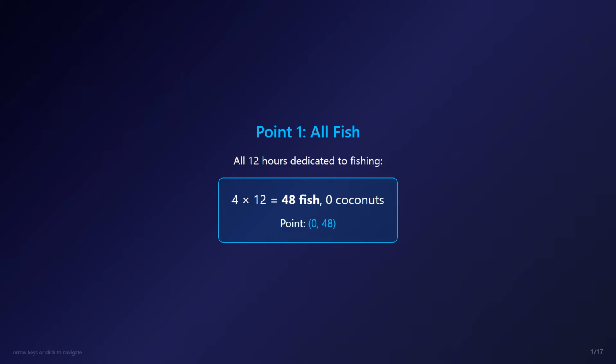Now, let's find some intermediate points. If Moshe dedicates half the time, 6 hours, to fishing, he catches 24 fish. And he spends the remaining 6 hours on coconuts, 6 times 2 equals 12 coconuts. So the point (12, 24) is also an efficient point.